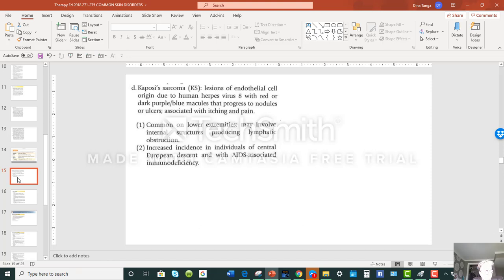Kaposi's sarcoma. Lesions of endothelial cell origin due to human herpes virus 8 with red or dark purple-blue macules that progress to nodules or ulcers associated with itching and pain. Common on lower extremities, may involve internal structures producing lymphatic obstruction. Increased incidence in individuals of Central European descent and with AIDS-associated immunodeficiency.